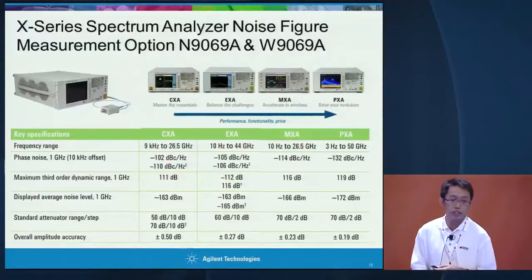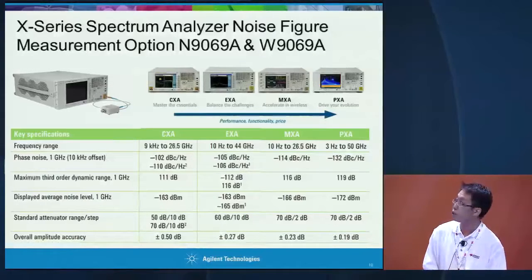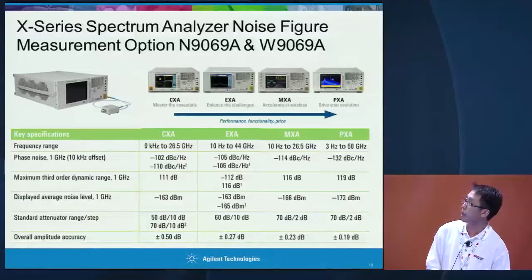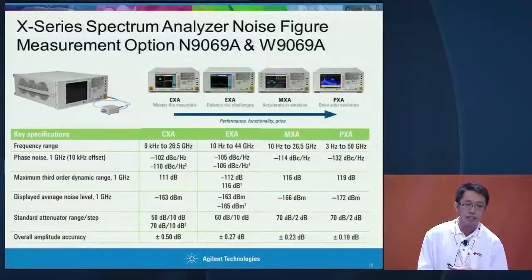We have a series of spectrum analyzers which can be used to do noise figure measurements, ranging from the CXA and EXA to the higher-end MXA and PXA. What is needed is for you to get the noise figure measurement option, 219 or 9069A.